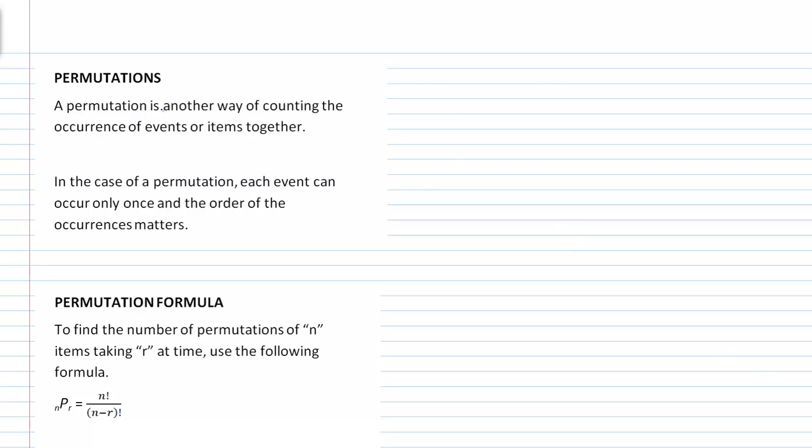So now we're going to talk about a kind of counting known as a permutation. And it's a different way of counting the occurrence of events or items together. In the case of a permutation, each event can occur only once, and the order of the occurrences does matter. So, for example, when we see something like BA, that is not going to be the same as something like AB.